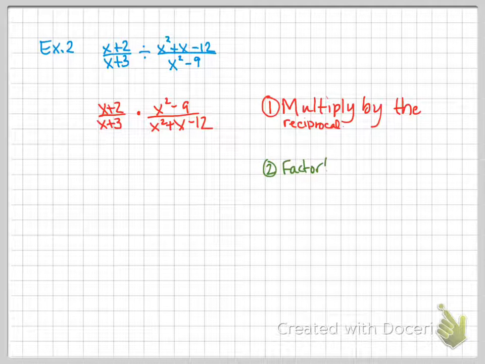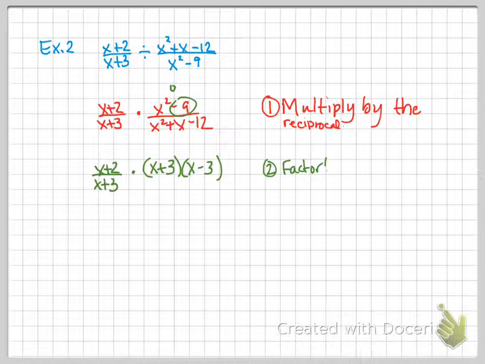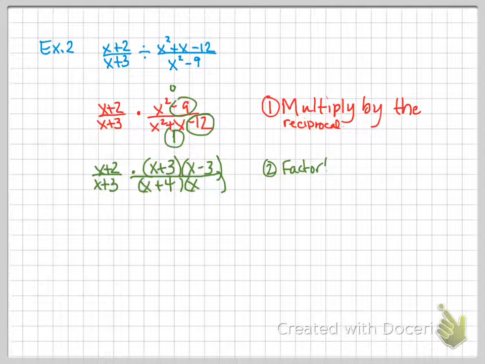Step 2, factor. Our first fraction looks good. The numerator is a difference of squares, or if we forget that, we can look for numbers that multiply to negative 9 but add up to 0. So we get x plus 3, x minus 3. And then the denominator, we'll look for numbers that multiply to negative 12 but add up to positive 1. Those are x plus 4 and then minus 3, so x minus 3.